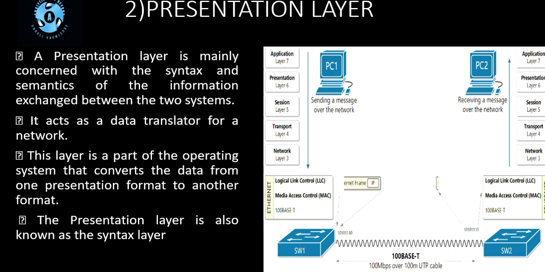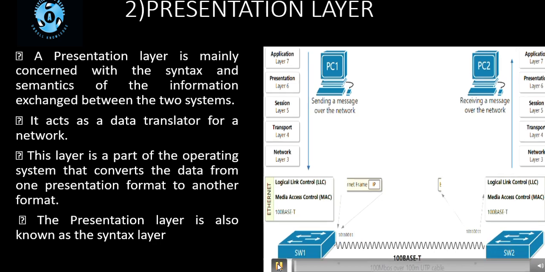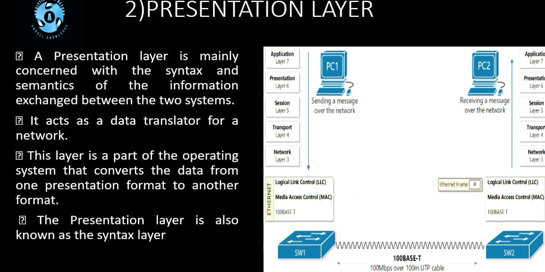The presentation layer. Here the presentation layer is mainly concerned with the syntax and semantics. Syntax means how data has to be received and how it has to be sent. So when the data has been sent, it attaches the header and the frame. The same header and the same frame reach the receiver. On receiving the message on the network, it sends an acknowledgement. It is part of the operating system because it comes inbuilt within the system.